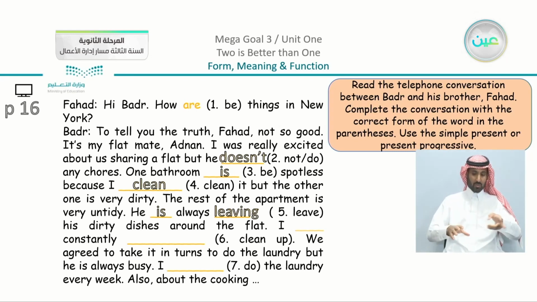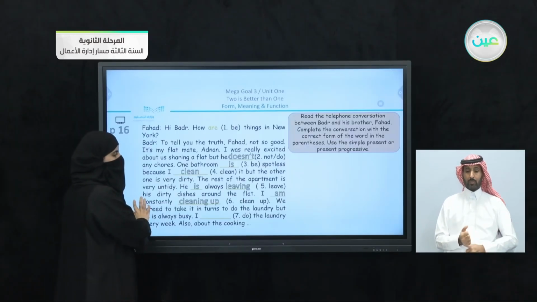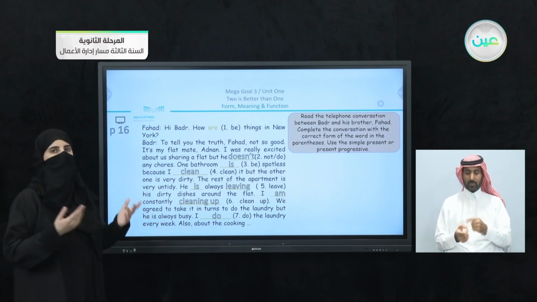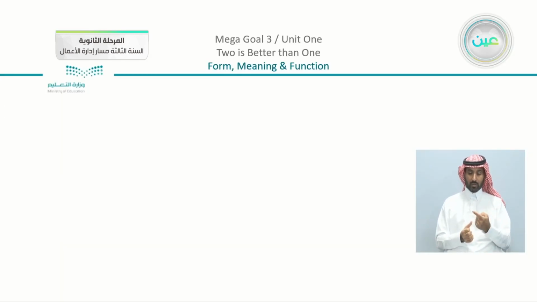I constantly blank clean up. So also an adverb here, which means that I can use, we have here, I am constantly cleaning up. We agree to take it in turns to do the laundry, but he is always busy. I do the laundry every week, also about the cooking and so on. Now every week means that we have here the present simple, so it doesn't change. I do the laundry every week. Now this was the first exercise.